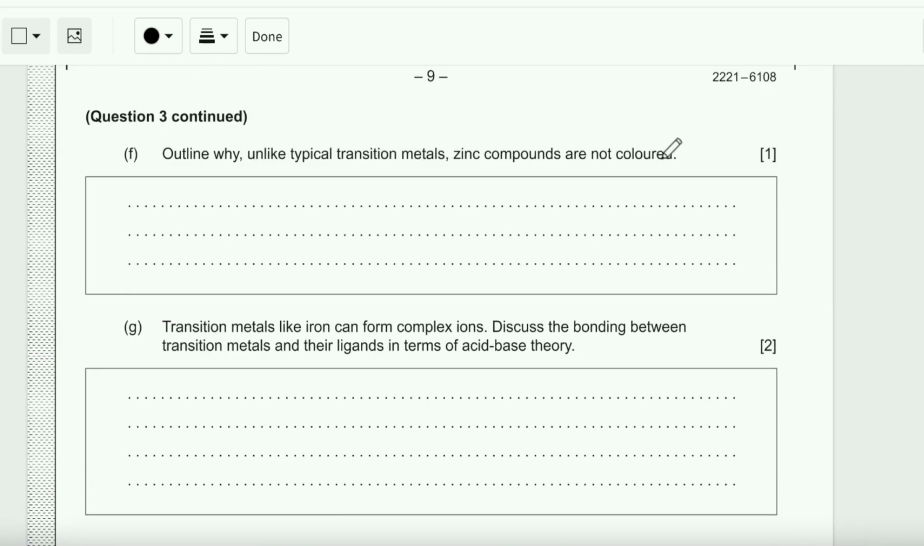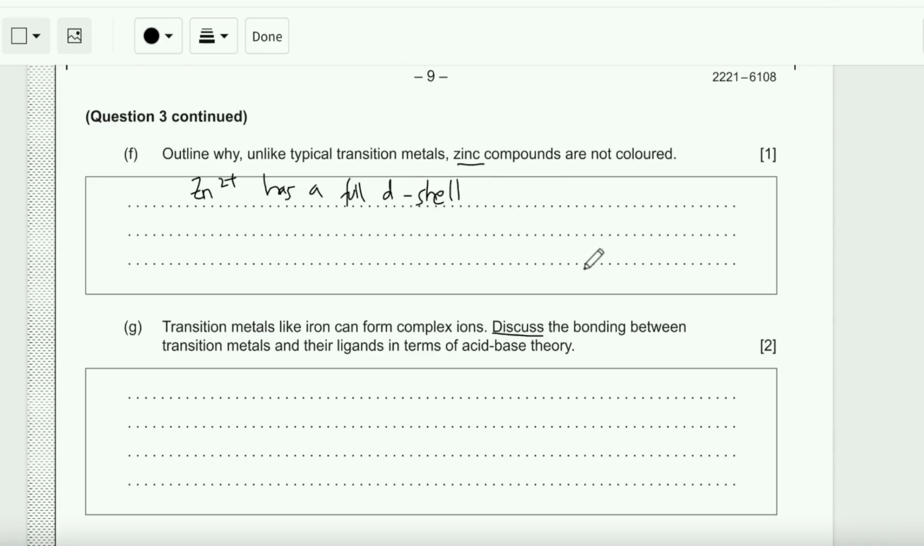Outline why, unlike typical transition metals, zinc compounds are not colored. Why zinc compounds are not colored is a very typical question for the transition metals, because Zn2+ has a full d shell. Transition metals like iron can form complex ions.